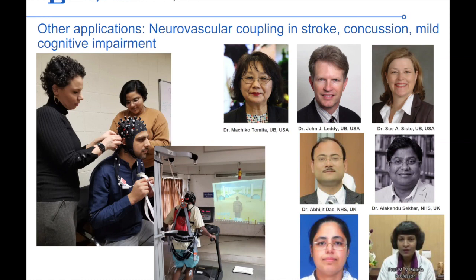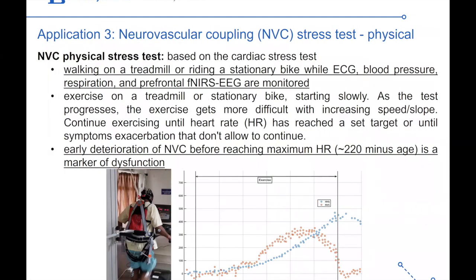Now, some of the work that's ongoing is currently at UB with Dr. Tomita, Dr. Leddy and Dr. Sisto, and also in the UK at NHS and in India at AIIMS and IIT Gandhinagar. We have developed this system and signal processing, and we are trying to see if we can apply it in stroke, concussion, mild cognitive impairment, etc. I will quickly give you some preliminary results. This is again unpublished. We are still collecting data.